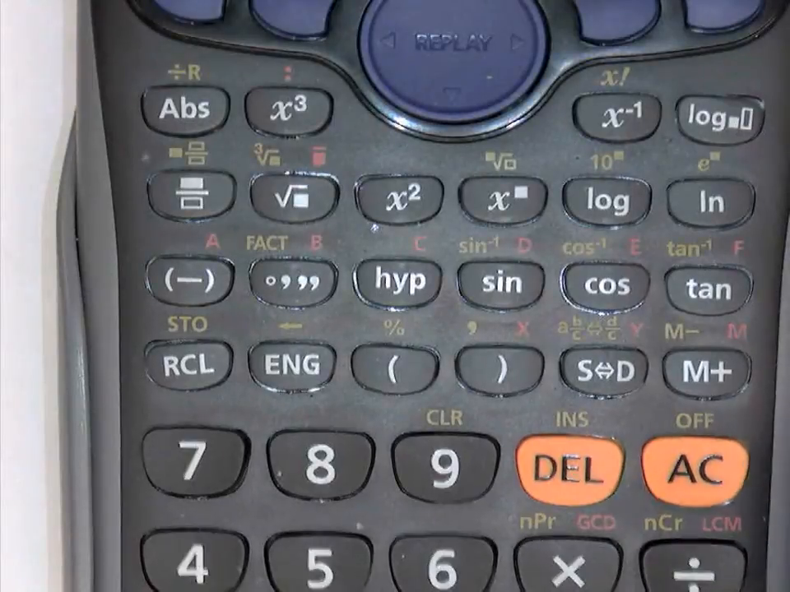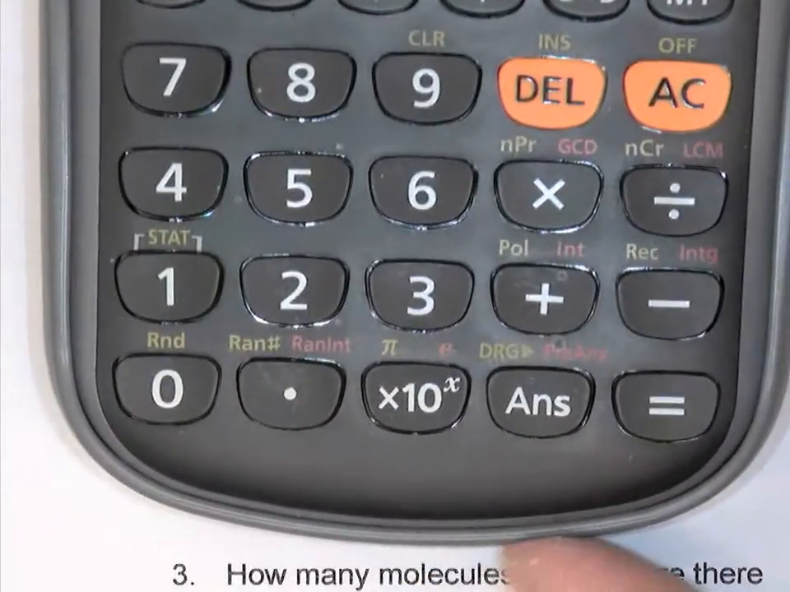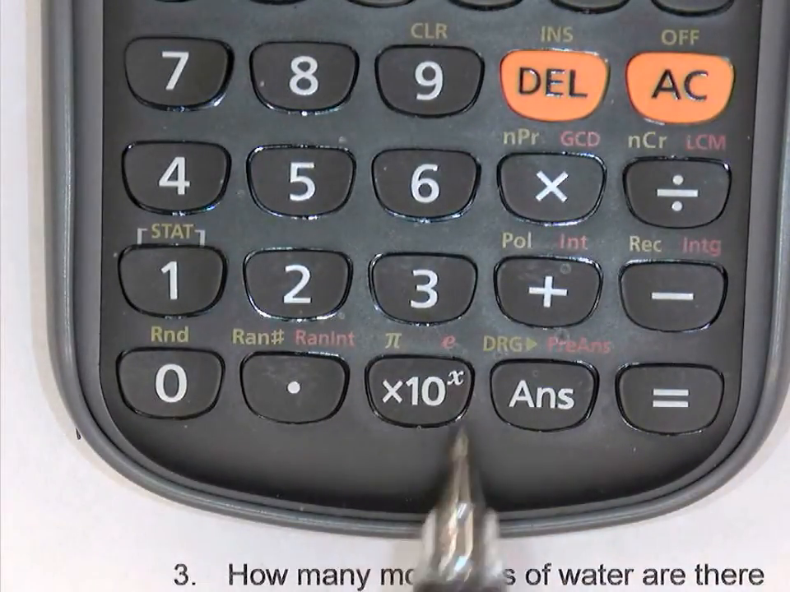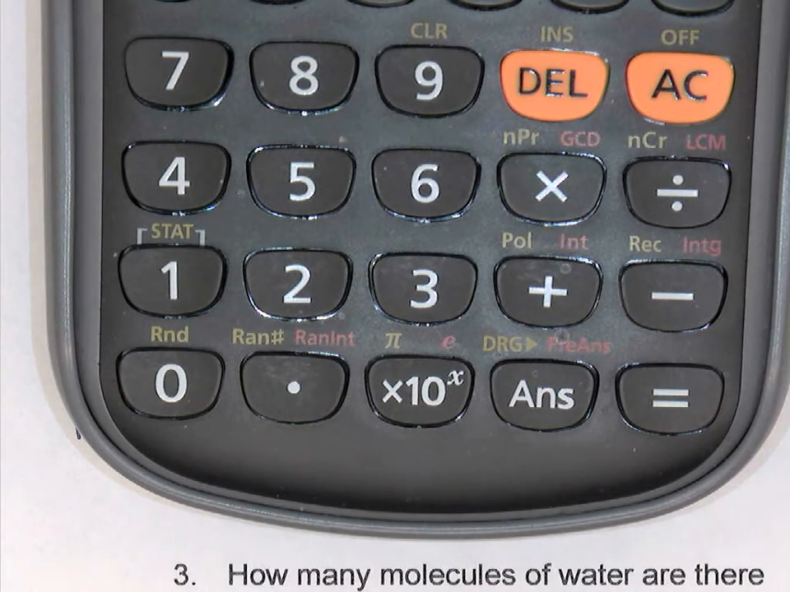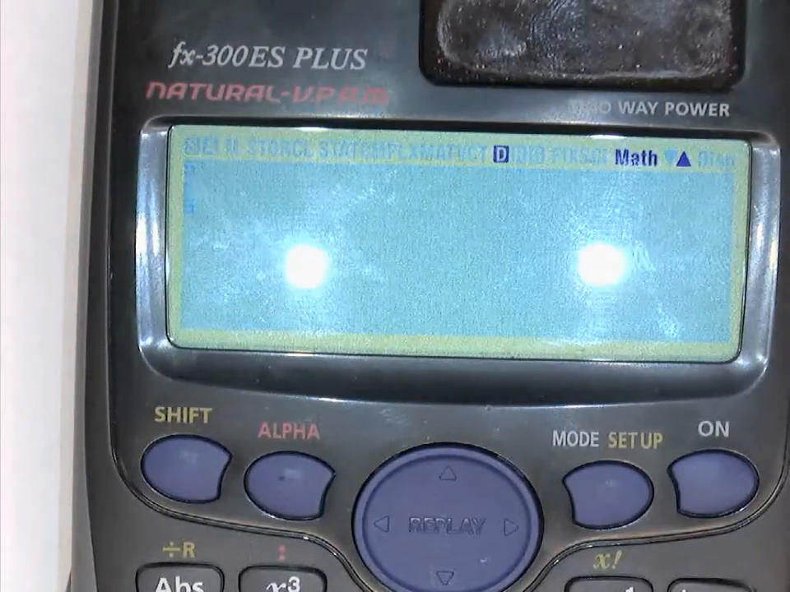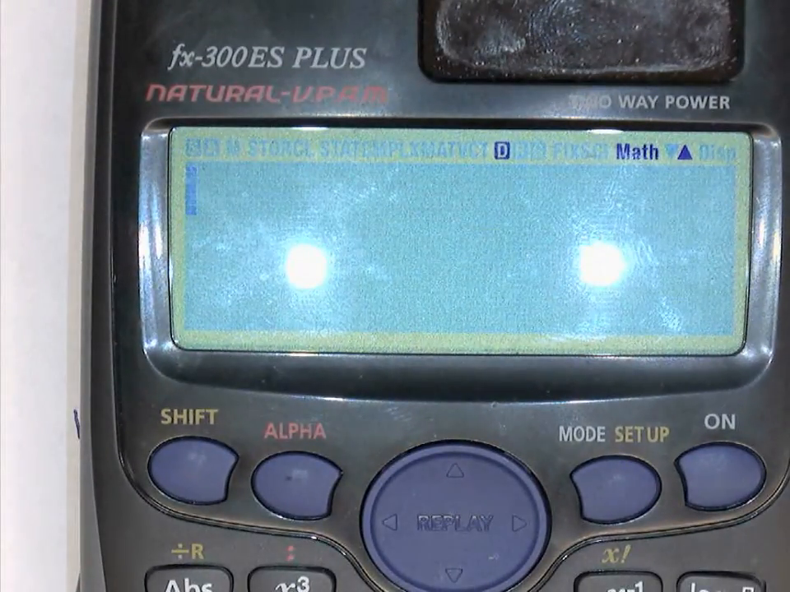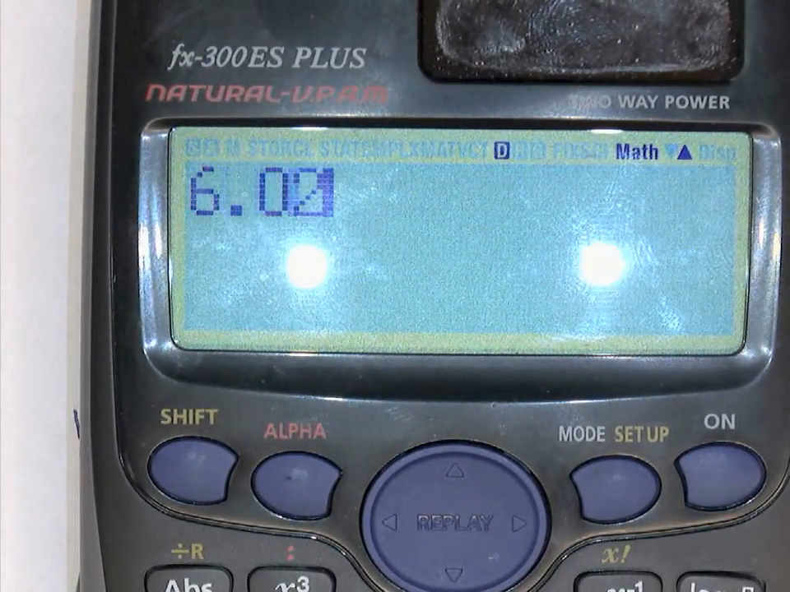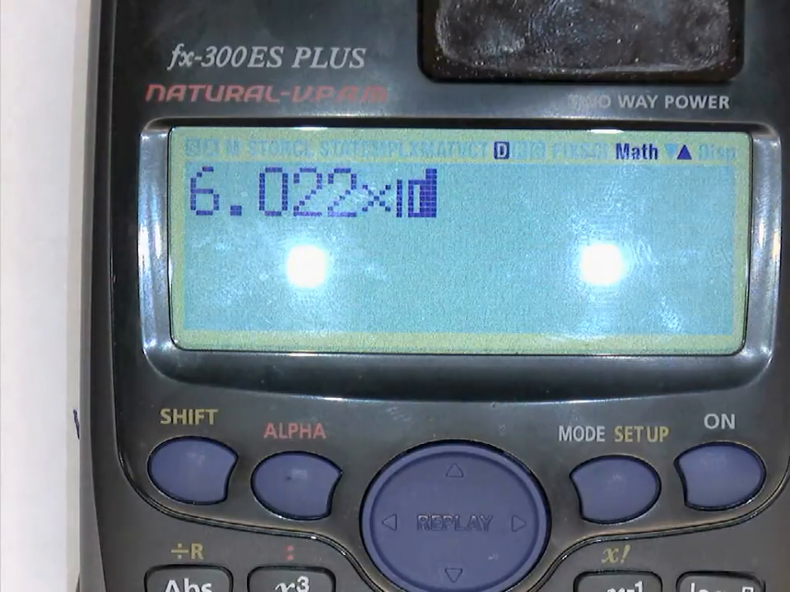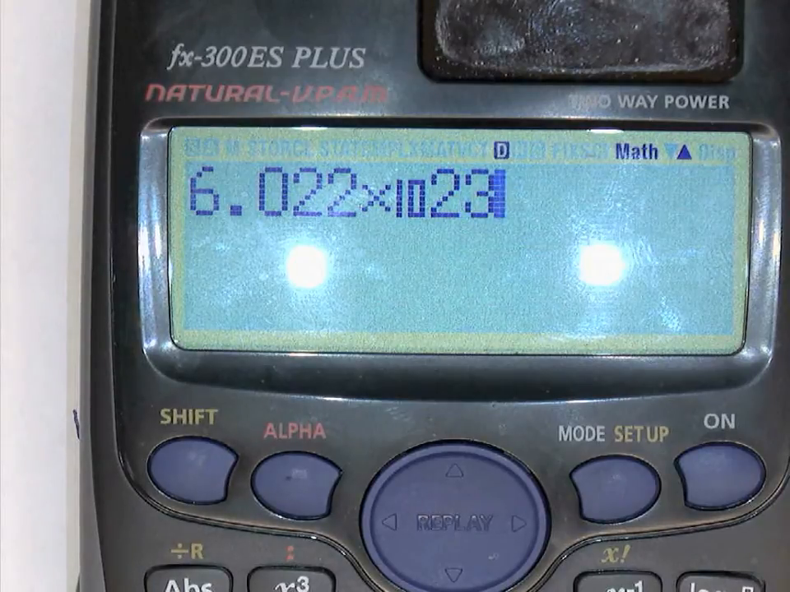On some Casio calculators, here's a Casio calculator, there's a button. This is not very common, but down here near the equal sign, there's a button there which instead of EXP, it actually says times 10 to the power of, and that's unusual. Most calculators don't say that. So 6.022, I press that button and it types in automatically this, and then I just say 23.